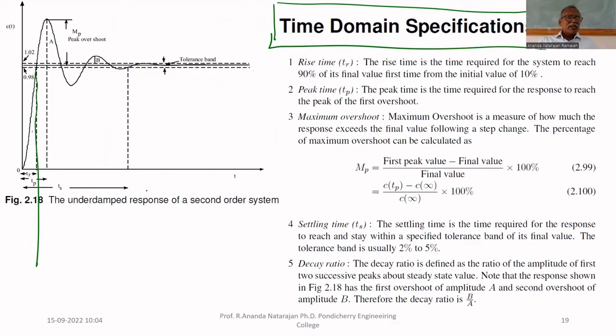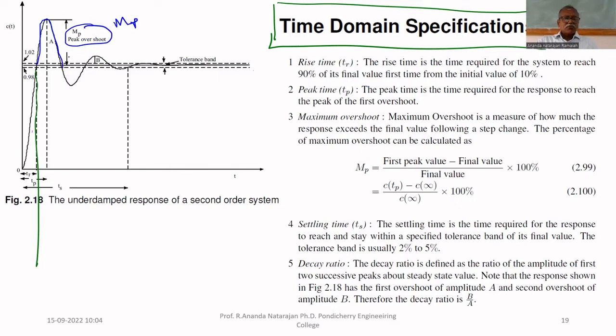Now we can specify the response. That is called time domain specifications. Already I told you that if the response goes beyond the final value, it is called overshoot. This part is called overshoot. The amplitude of this overshoot is called peak overshoot, Mp.